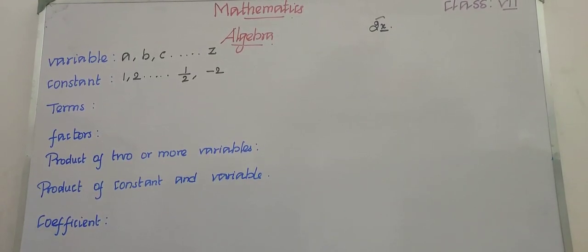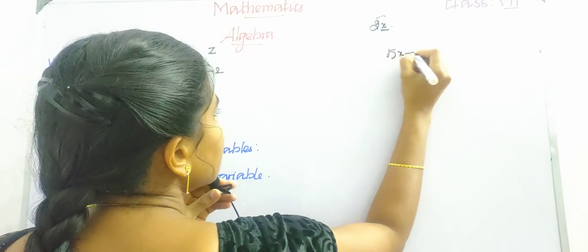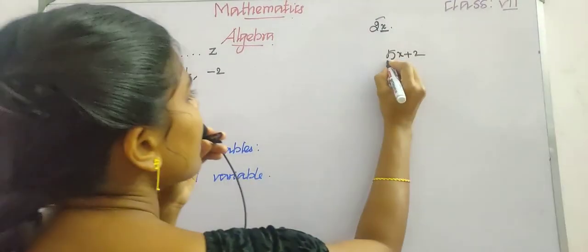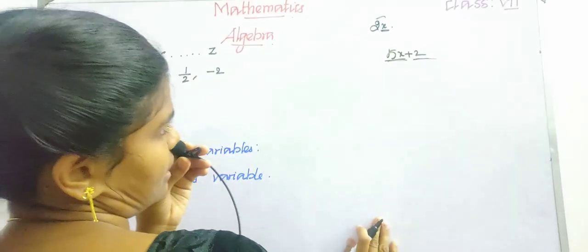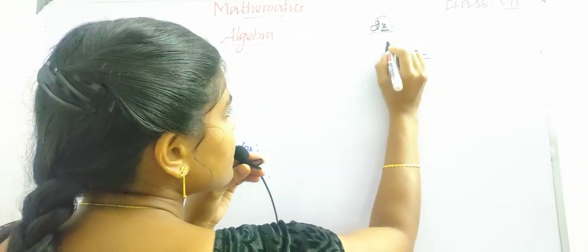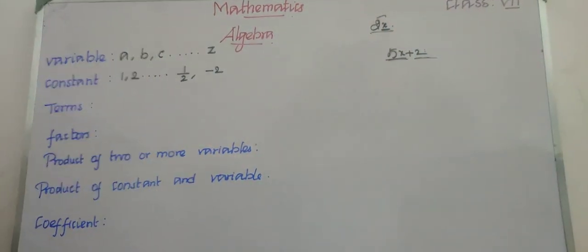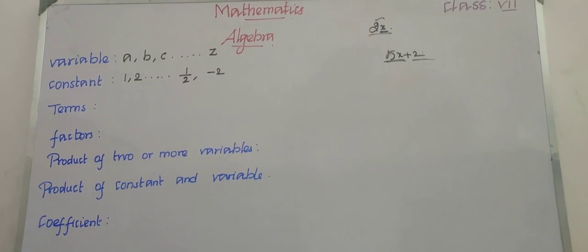And then the next is terms. If you have an equation 5x plus 2, 5x is a term and 2 is a term. So we have 2 terms here. These terms can be joined by any of the signs, like plus, addition, or subtraction.